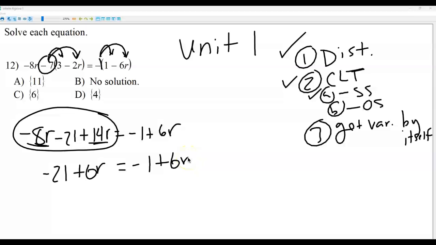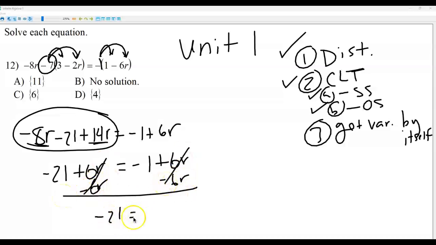The next thing we do is we combine like terms that are on opposite sides. So on this side and this side, they do have some like terms I can combine. We can combine the 6r's. So I'm going to minus 6r on both sides. And something interesting and unique happens here. They both cancel out, and I'm left with this.